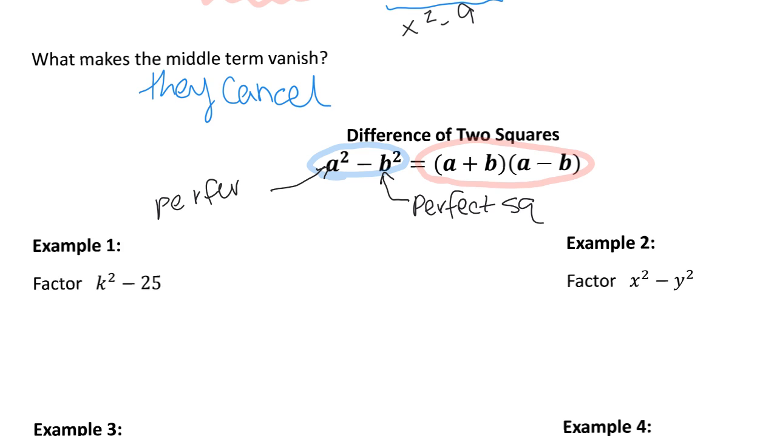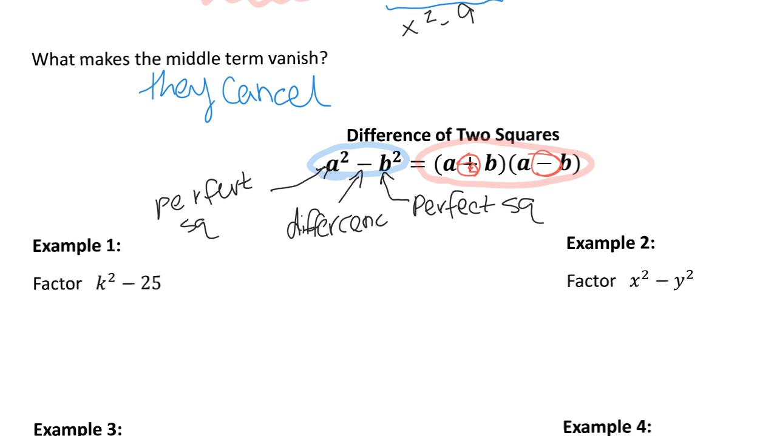So think back to what a perfect square is. So something like 9 or 16 or 225. Okay, so perfect squares. And remember, it has to be the difference here. Has to be the difference. It can't be addition. It has to be subtraction. And then the factored form gives us one addition and one subtraction. So that's really important.